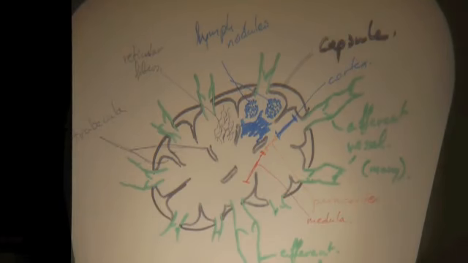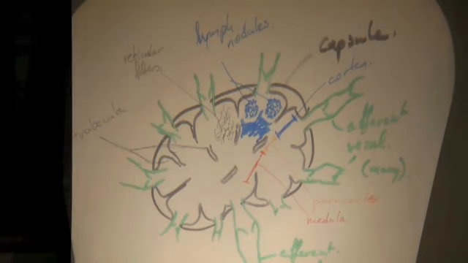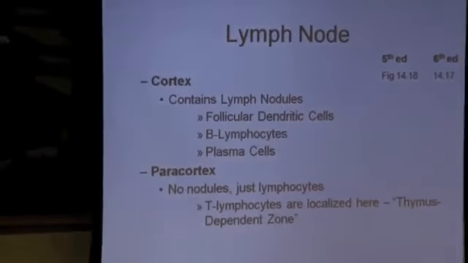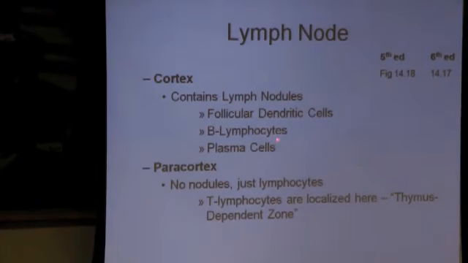Now, one of the things about what's going on in that cortex, let me just go back to our slides. In the cortex what we have are lymphatic nodules which contain B lymphocytes and plasma cells, as well as these follicular dendritic cells that I mentioned to you a little while back. These are cells that do present antigens on their surface, but they're not presenting them on an MHC2 complex, so they're not technically part of the APC category. Okay. And so those follicular dendritic cells are basically these star-shaped cells.